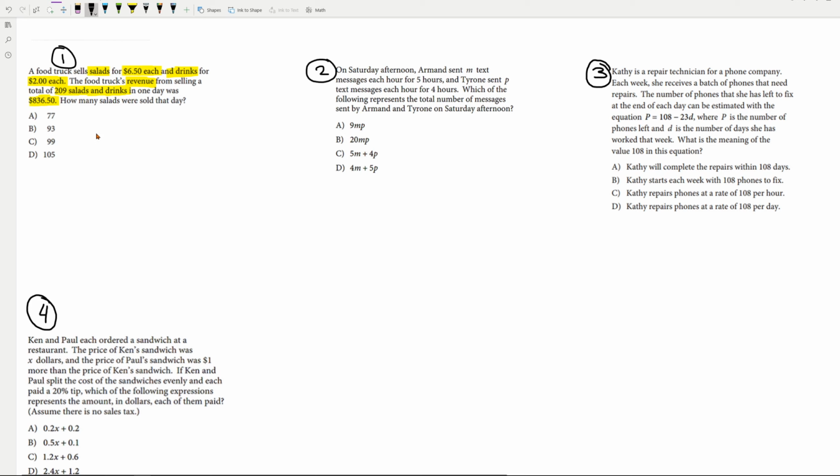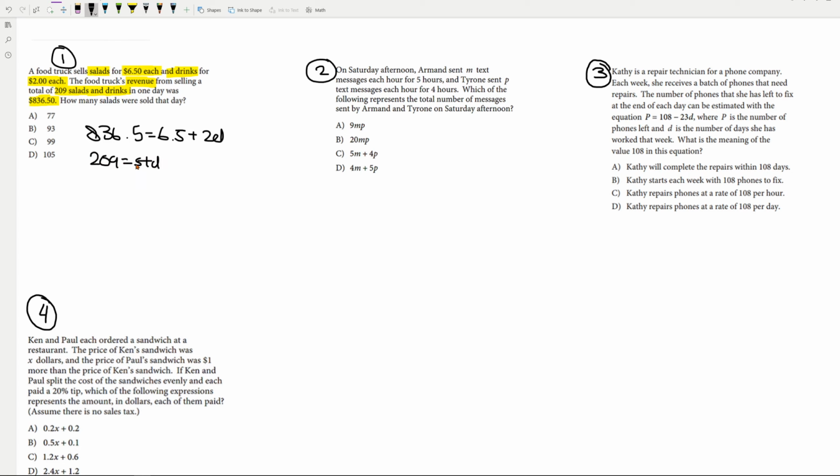So what I'm going to do right now is set up a system of equations. So the first equation I'm going to have is the revenue. So I'm going to set that equal to 836 and a half. And then on the other side, I'm going to put the price of the salad and the price of the drinks, plus variables for each, S and D. Now I do this because I want to make sure that I account for how many salads and drinks they sold. So that's why I do that. And then the next equation is going to be the total number of items sold. So it's going to be 209 is equal to S plus D.